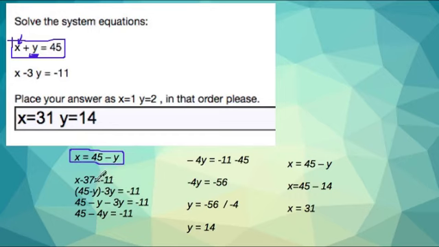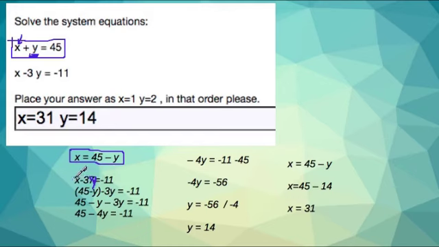Okay, I got to focus. Oh, you know what? This is a 3y. I don't know why I placed the 7. That's a y. Okay, so it says here x minus 3y equals negative 11. So we have x minus 3y equals negative 11.